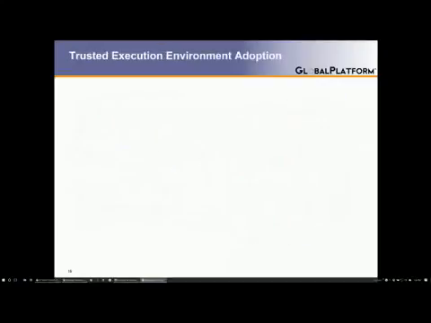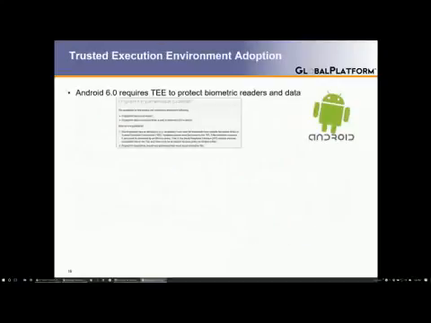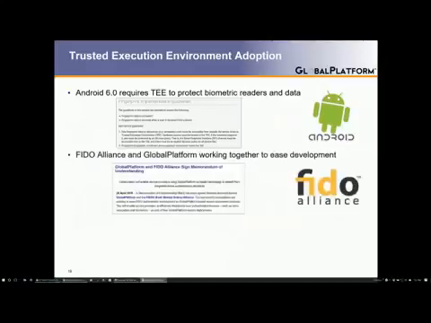Today, how is it being used? It's being used so far in Android. Android 6 requires a TEE for biometric readers. As I mentioned before, the specs do not have to be all or nothing. So we have a trusted UI specification, and Android 6 requires a trusted UI, trusted user interface, to be used when you do some kind of biometric authentication on the device.